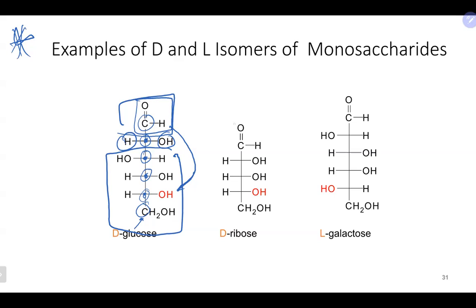This is ribose, which is also an aldehyde. It actually only has 1, 2, 3, 4, 5 carbons. So it's got 5 carbons there. Again, carbon number 1 would be up here, and carbon number 5 would be the guy on the bottom in terms of numbering. It would have actually 3 chiral carbons, and the OH here is on the right-hand side, so that's D.